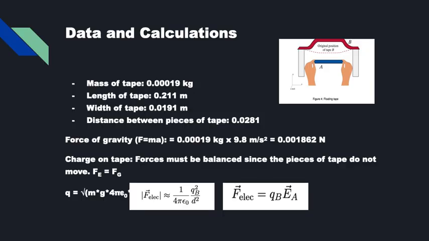So here are some of the data and calculations: the mass of the tape, the length of the tape, the width of the tape, and then the distance between the two pieces of tape. The force of gravity here, F equals ma, was equal to the mass of the tape times the acceleration due to gravity, and that came out to be 0.001862 newtons. And then from the experiment, we could assume that the force of gravity and the electric force were equal because the top tape was not accelerating downward. And from there, we calculated the electric force.